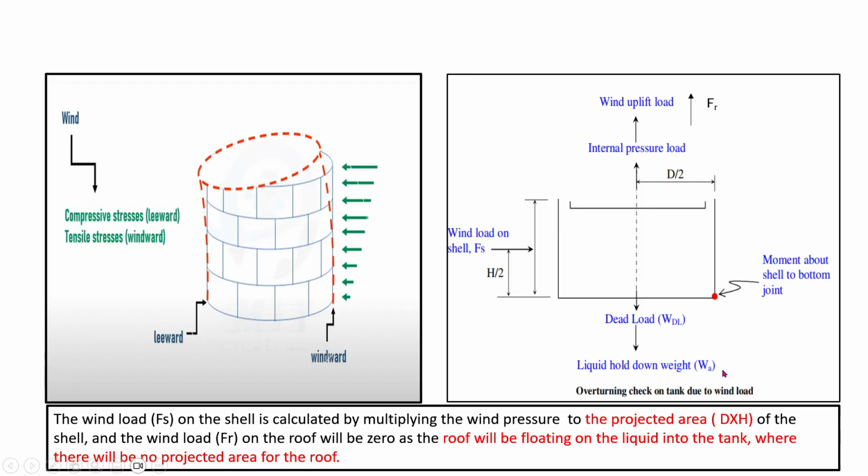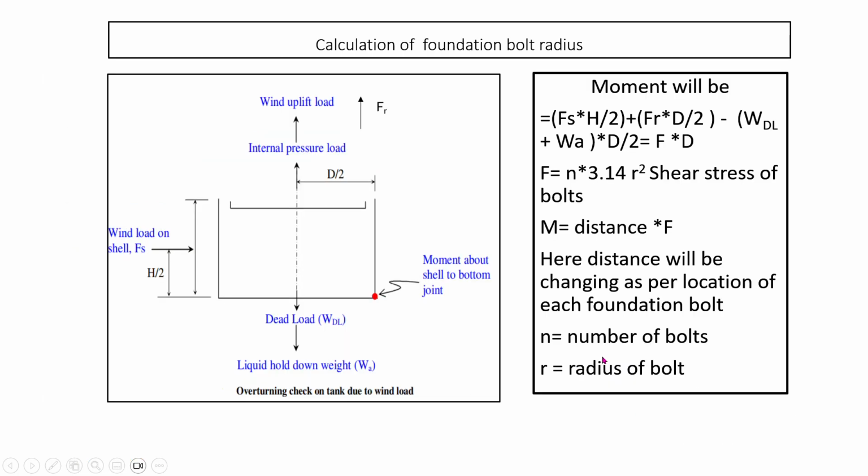Suppose you want to calculate how much moment will be generated here due to all these forces. I can show you on the next page. You can see that this is the wind force, and the internal pressure moment will be like this. For wind, its moment acts from the middle at the h/2 distance. Here it is d/2, and the dead weight plus the liquid weight moves downward.